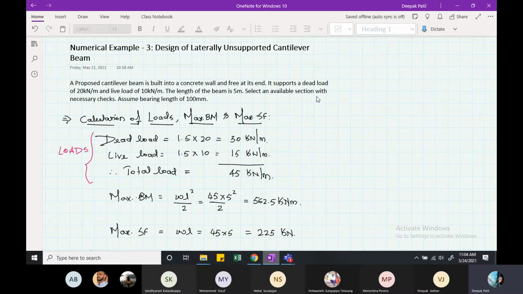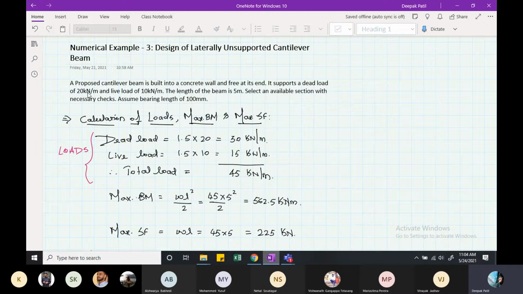Now we have to select a suitable section with the necessary checks. The bearing width into the concrete wall, where the beam has been inserted, is 100 mm, because this is required when we calculate the check for web buckling and the check for web bearing.